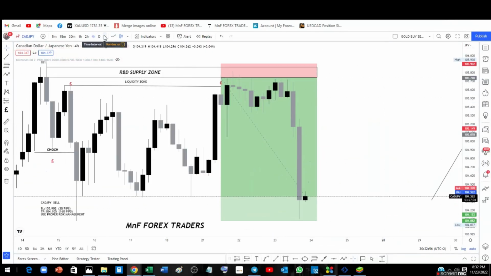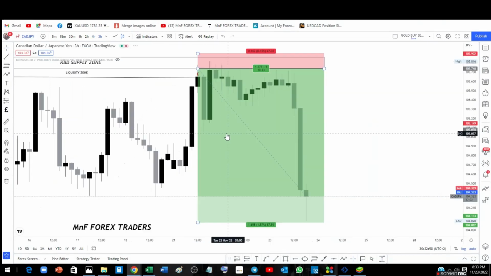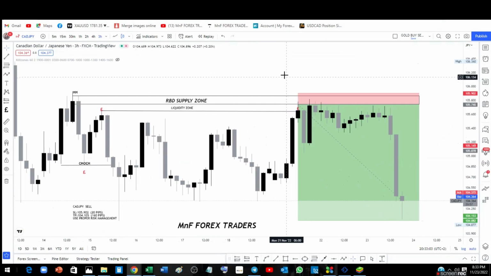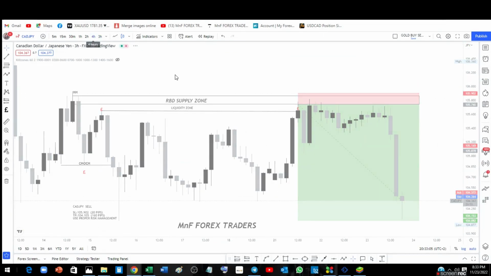Okay, so let's try to use this. See if we can use the 3-hour time frame. It was really amazing. So if we go back to the 4-hour time frame, let's determine the overall direction of the market.